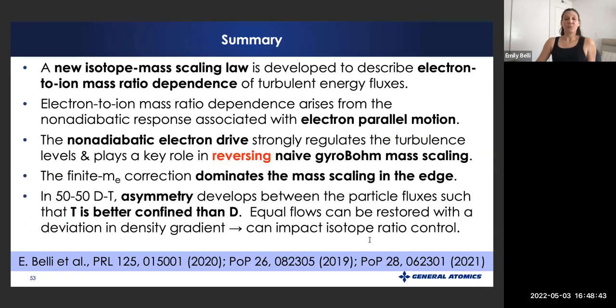And finally, for the particle transport, we know that at 50-50 DT, an asymmetry develops between the deuterium and tritium particle fluxes, such that the tritium is better confined than the deuterium for arbitrary turbulence regimes. But equal D and T particle flows can be restored with a slight deviation in the density fraction or density gradient, which can have an impact on the development of solutions for DT isotope ratio control. So more information can be found in our publications listed here or any of the references throughout the presentation. And thank you for your time. And let me know if you have any questions.